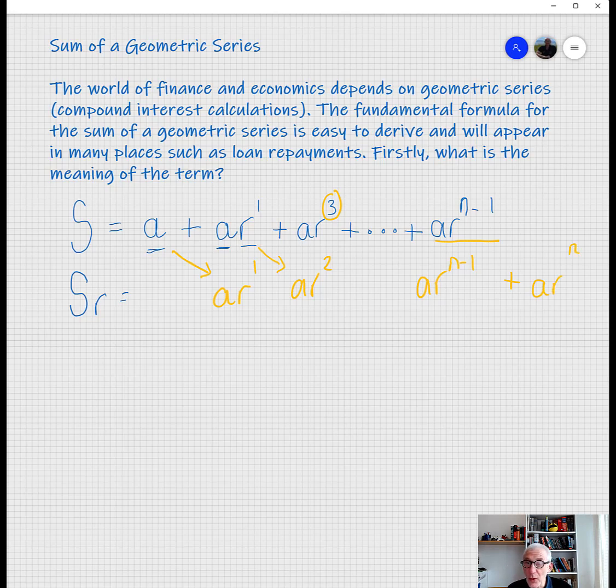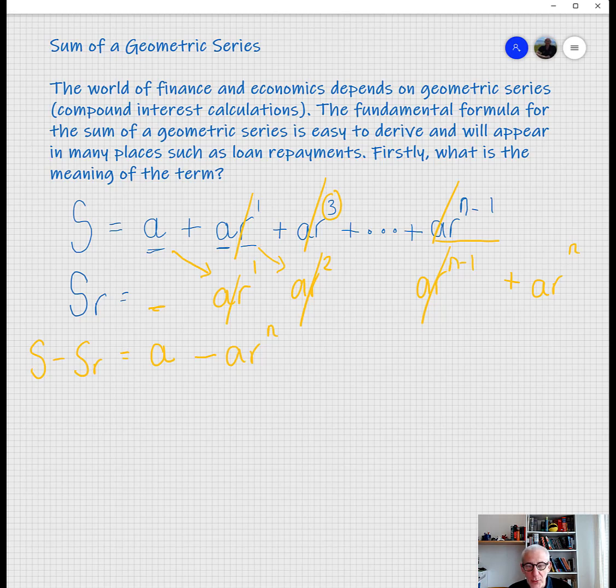Now I'm going to subtract one from the other. I'm going to have S minus SR. There's nothing here, so A minus nothing is A. And then each of these ones, if you ignore that little writing error there, is going to cancel out. And we're going to be left with this one here, A minus AR to the N. And that's it. That's completely covered our entire series that we're adding up.